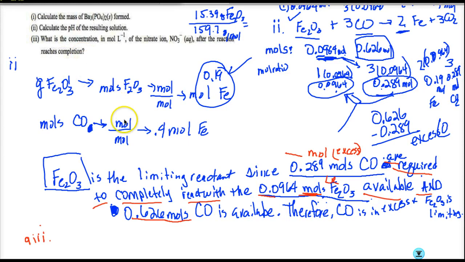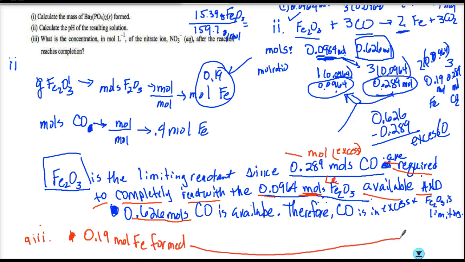Alright, so the question here was simply how many moles are formed. And so you can write, it was 0.19, I think, 0.19 moles Fe formed, and draw a loop back up here. That's where you did your work. So that is proof enough.